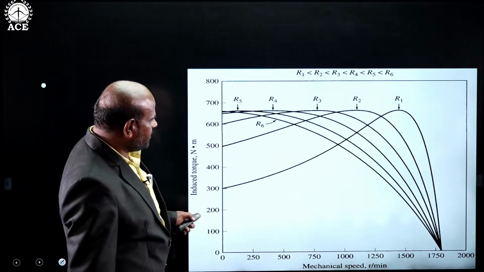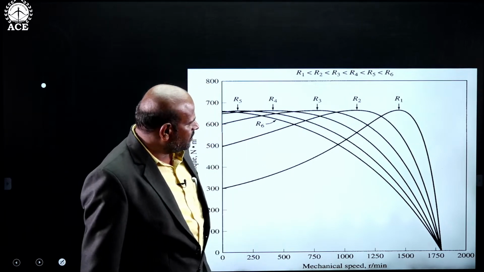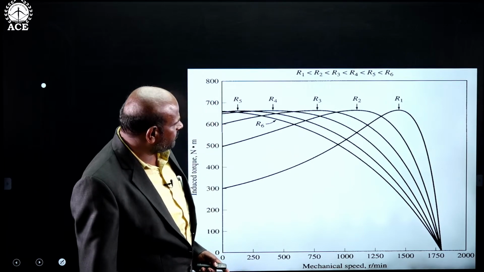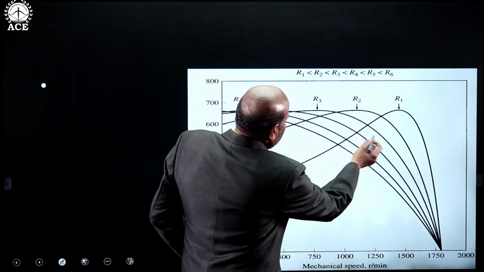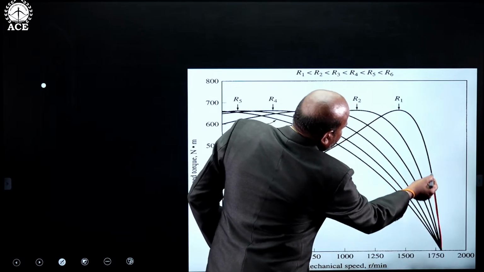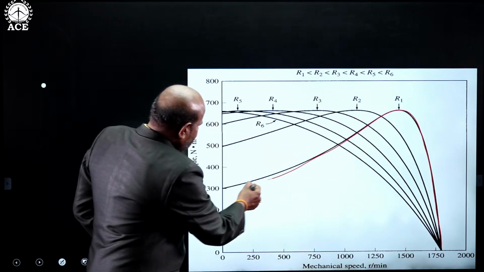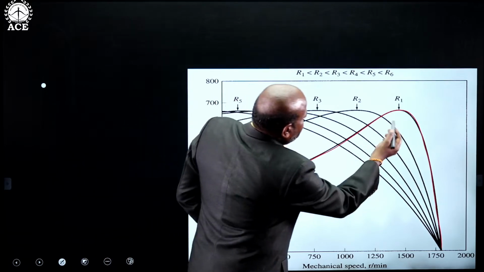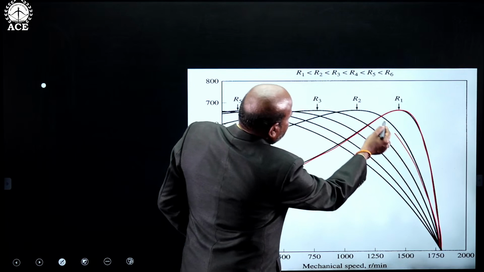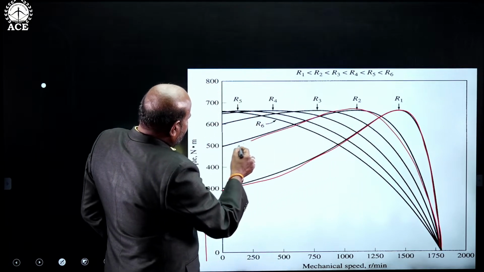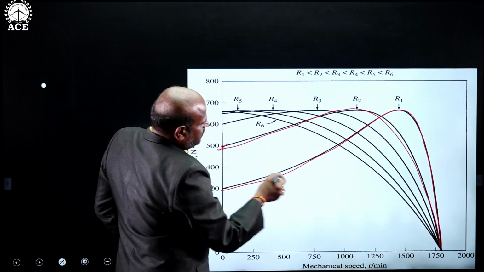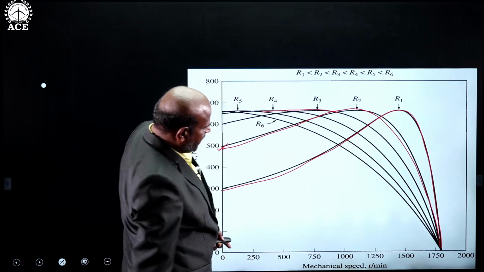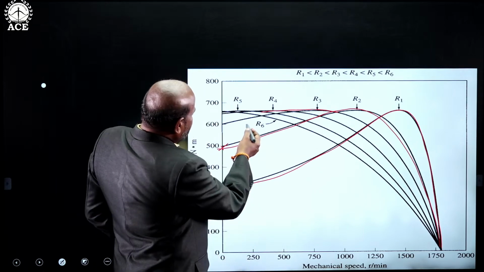So these are the various characteristics for different values of rotor resistance, showing how the torque slip characteristics vary. This is for the first rotor resistance R1, and this is the torque obtained. If we increase the rotor resistance, the torque rises here. Similarly, for different values of rotor resistance, we can draw the characteristics.